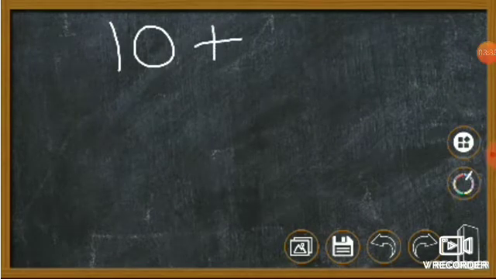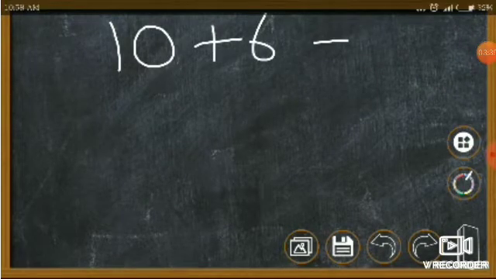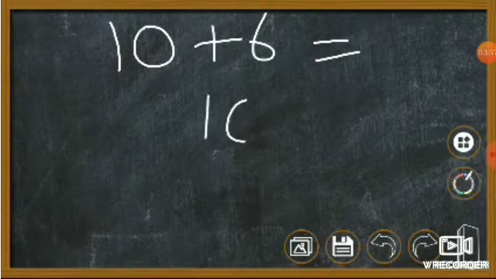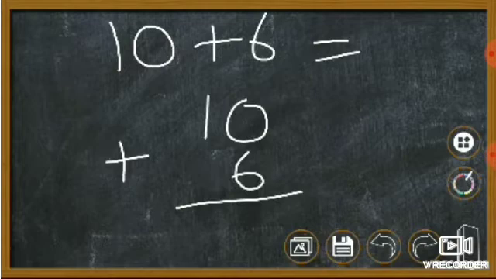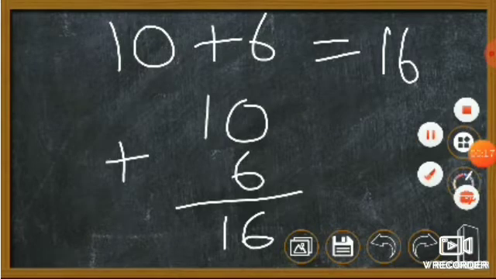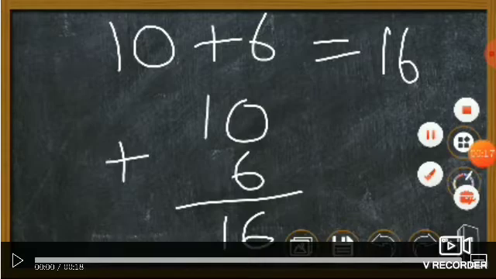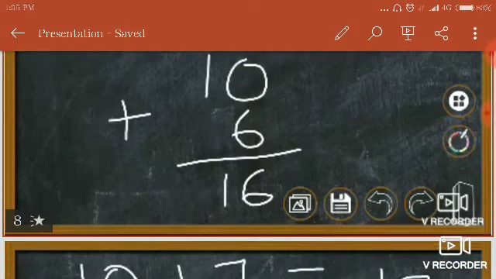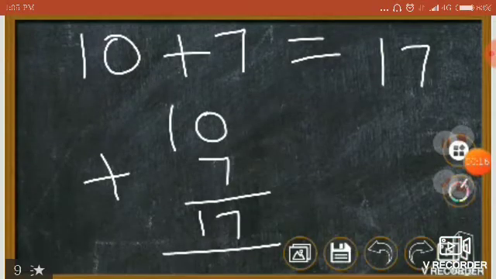Next sum, 10 plus 6. That is equal to 10 plus 6. 0 plus 6 is 6 and bringing down 1 is 16. The answer comes as 16. Okay, children. Next, we will see the next sum. The slide is not moving, so it takes time.